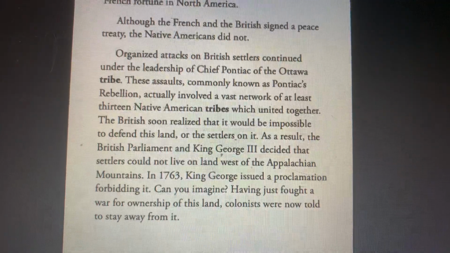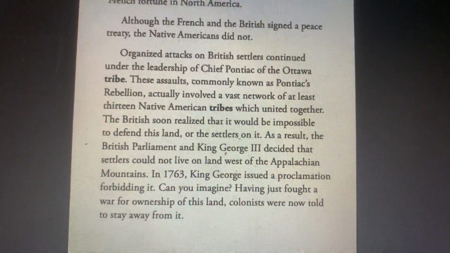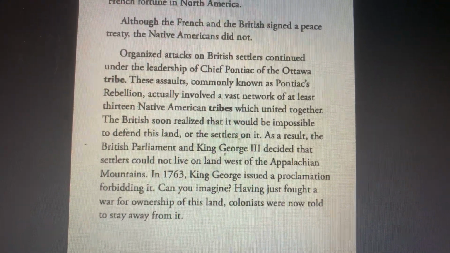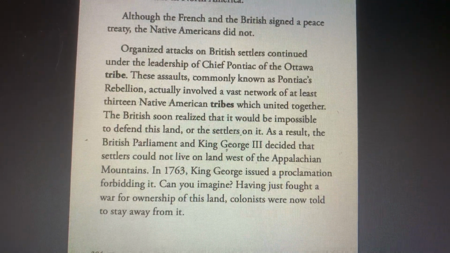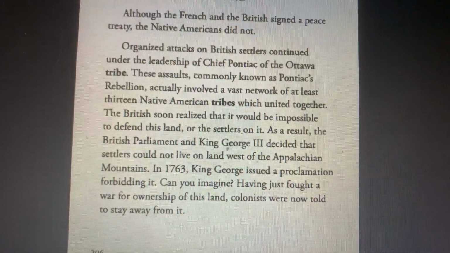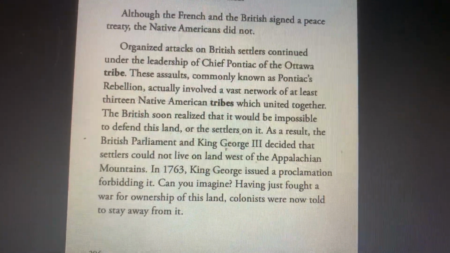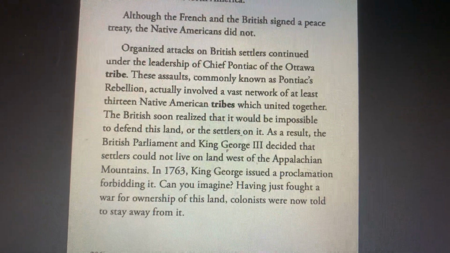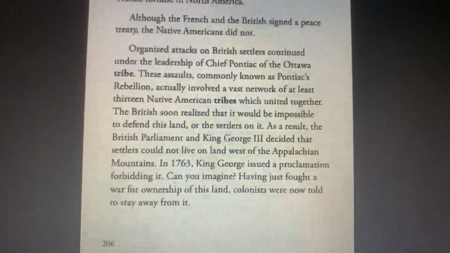As a result, the British Parliament and King George III decided that settlers could not live on land west of the Appalachian Mountains. In 1763, King George issued a proclamation forbidding it. Can you imagine? Having just fought a war for ownership of this land, colonists were now told to stay away from it.